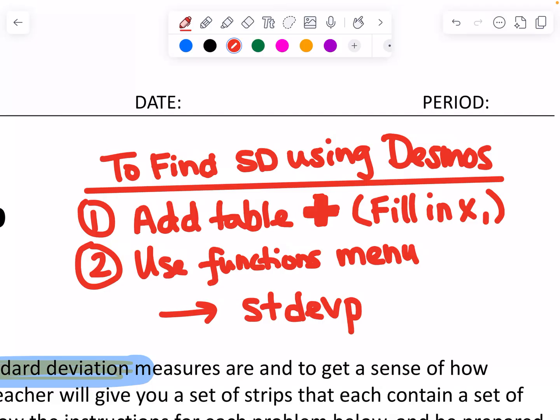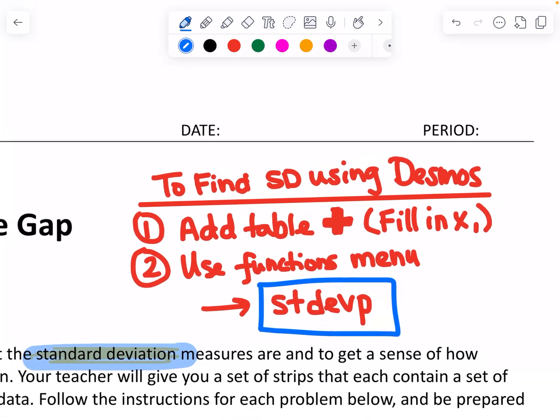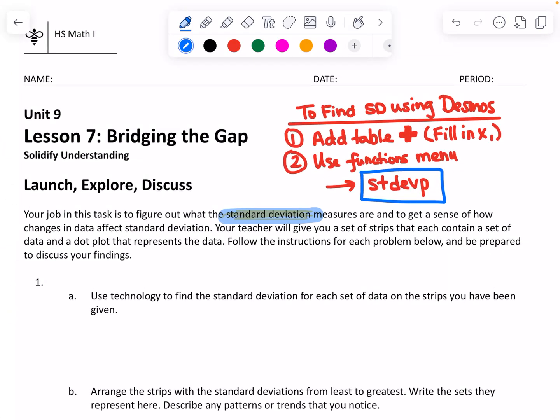Do not choose the one that is missing the P. The P stands for population. So we want to find the standard deviation of the whole data set, the whole population. So this is the one we want to use, okay? So this is very important that you select the right function from the functions menu. All right, so now that we have our way of using technology to find the standard deviation, let's go and do it. Okay, so we're going to be working on number 1 right here.